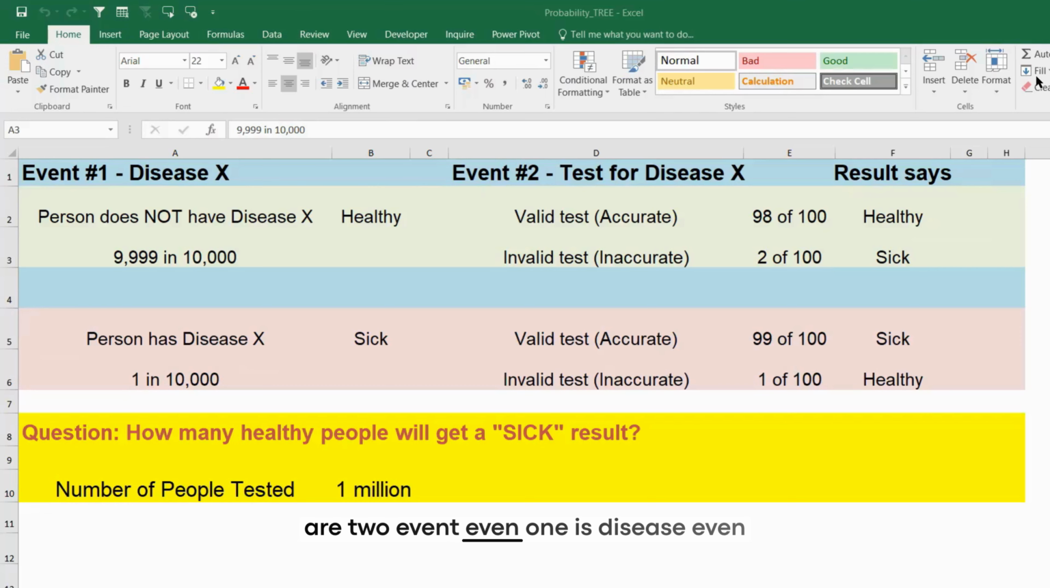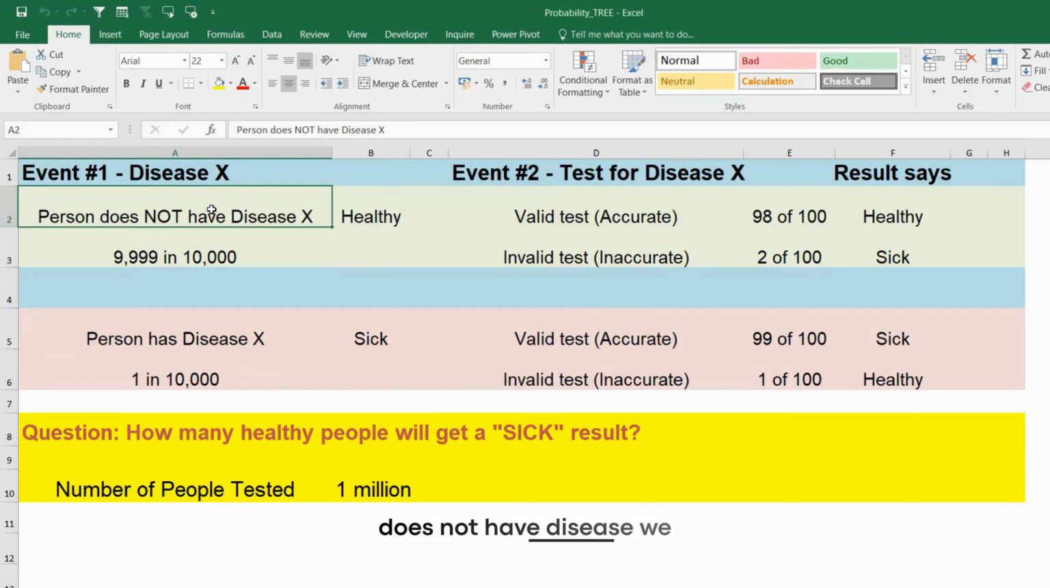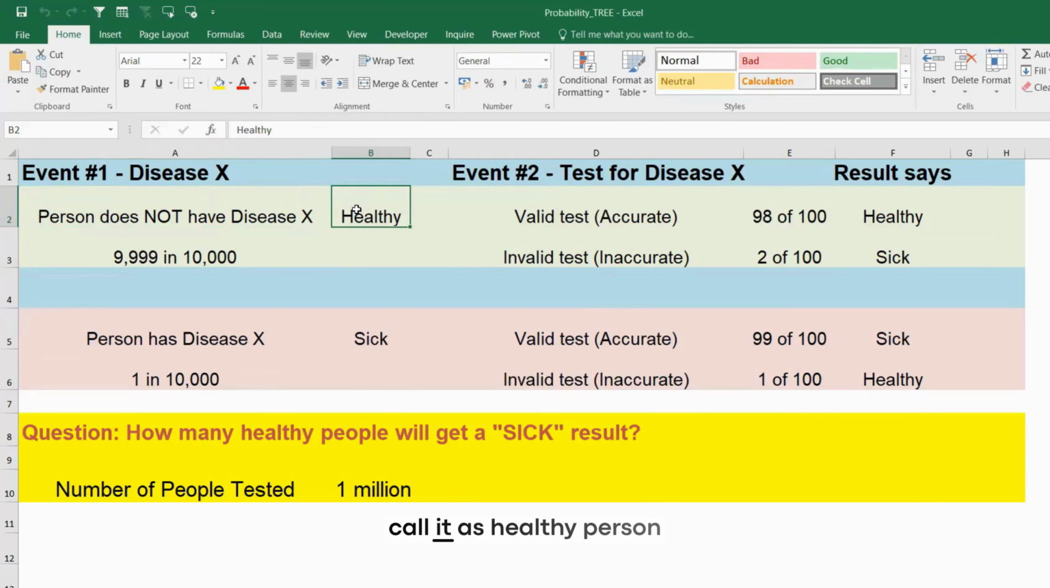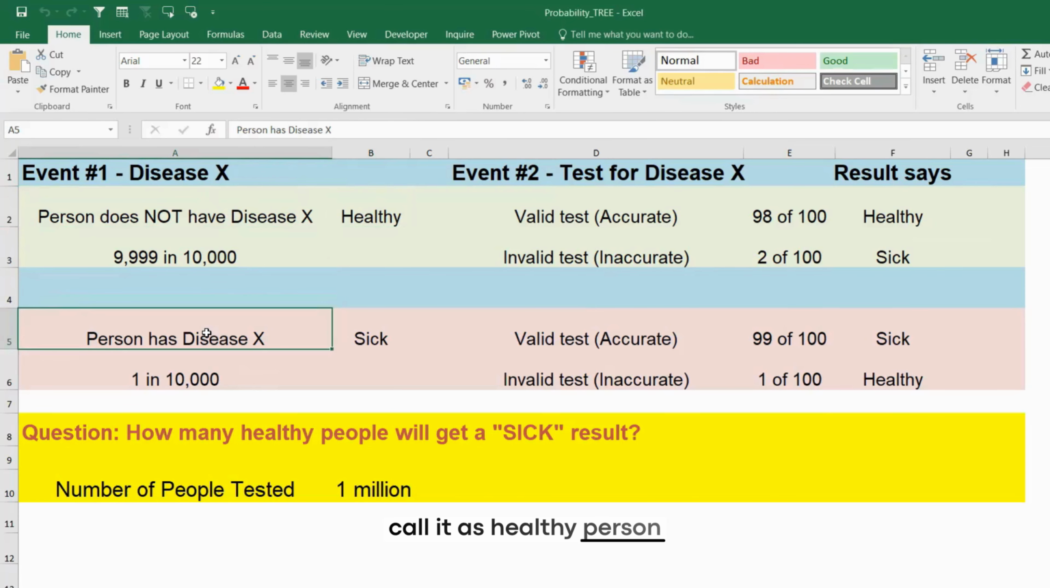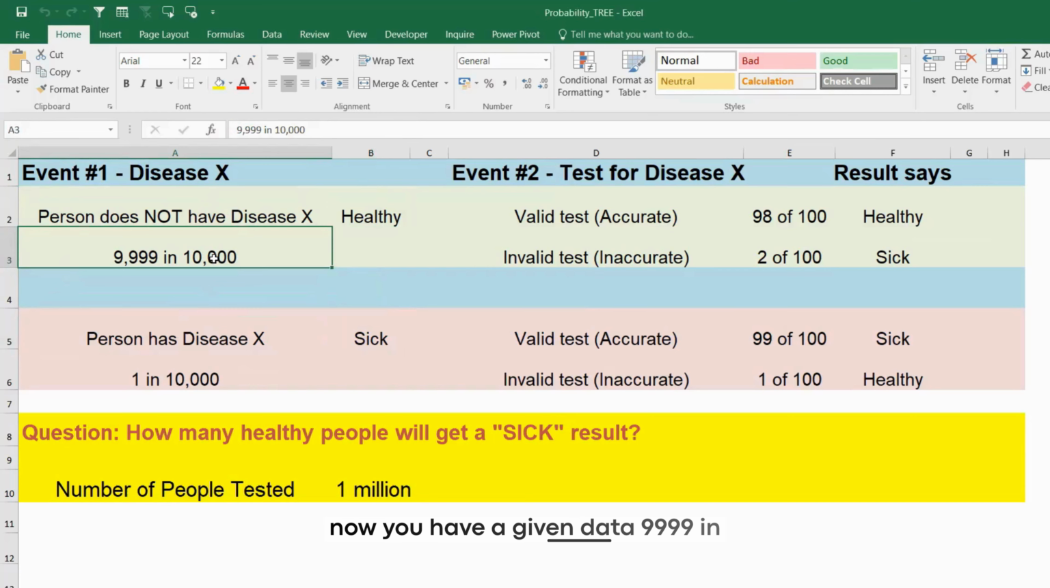There are two events. Event one is disease. Event two is the test for disease. And then you have a result as a marker. Let's go through the scenario. Person does not have disease, we call it healthy. Person has a disease, we call it sick. Very simple. So now you have a given data.